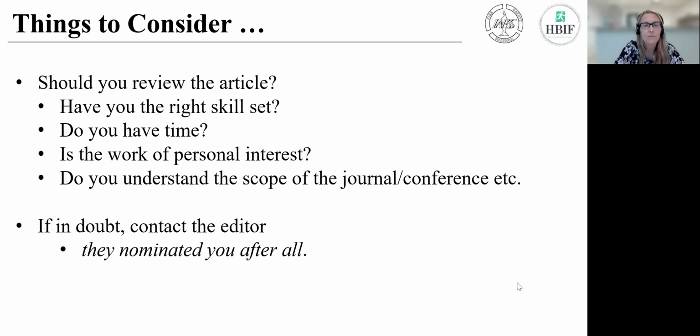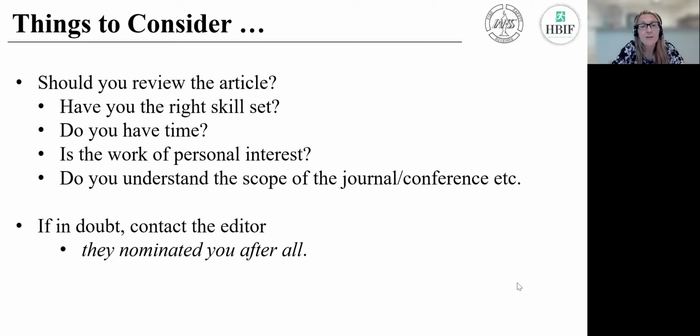And so if you don't have the time, it's helpful to think about, okay, am I willing to make the time, or could I suggest others to do it? If you maybe don't have 4 weeks, but you have 5 weeks, go ahead and contact the editor and maybe they would still want you to review.